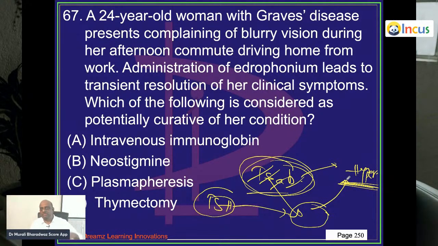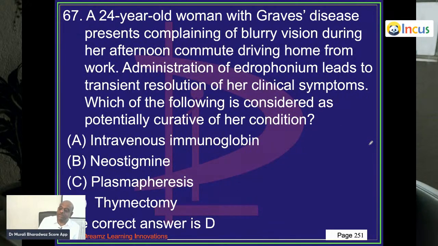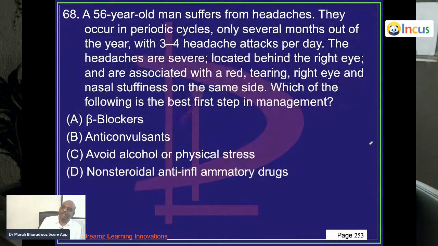So generally Graves is associated with other autoantibodies also. Not only thyroid stimulating antibodies, sometimes Graves also will develop myasthenia gravis. So what is the definitive treatment of myasthenia gravis, doctor? Doing thymectomy is the treatment of choice.